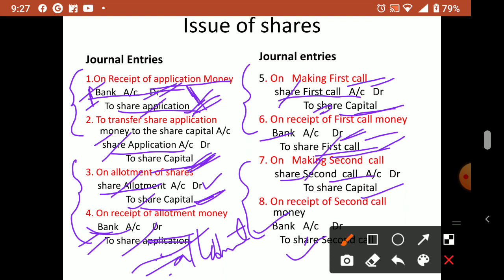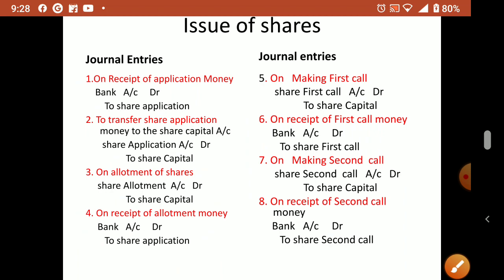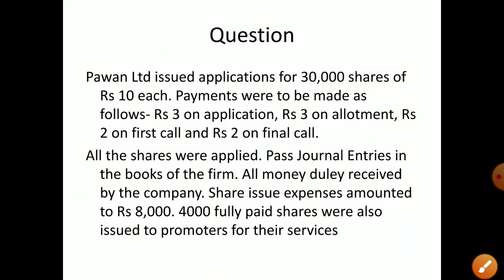So this way we have to pass the journal entry. Remember, this is the base journal entry. In this journal entry only we make some changes according to the situation when we study the adjustments afterwards. So the base journal entry, don't forget, this is the thing you have to remember. If you remember these journal entries, then easily you can understand and write what is happening afterwards. Now one question we'll discuss.